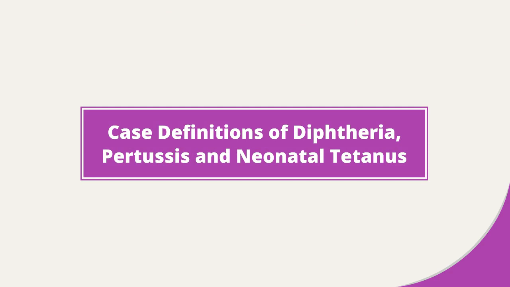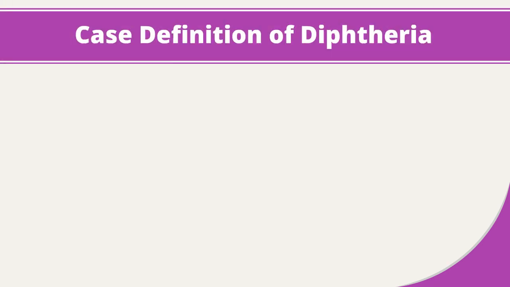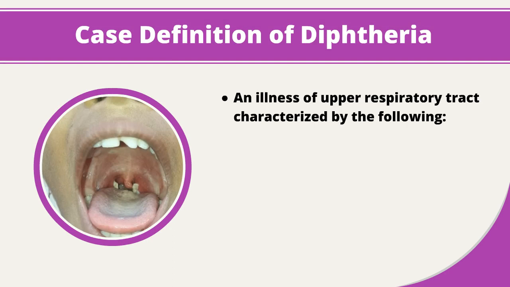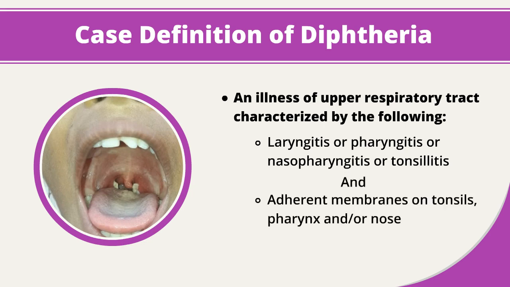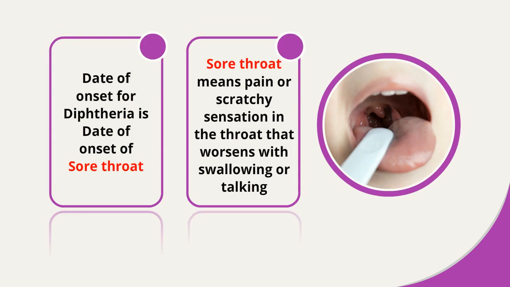CIF has to be filled for all the cases fulfilling the case definition criteria for the disease, as mentioned in coming slides. Diphtheria is an illness of upper respiratory tract categorized by laryngitis or pharyngitis or nasopharyngitis or tonsillitis and adherent membranes on tonsils, pharynx and/or nose. Date of onset for diphtheria is the date of onset of sore throat.